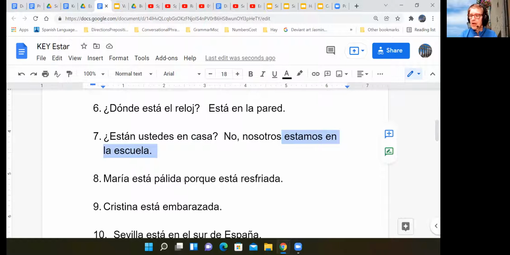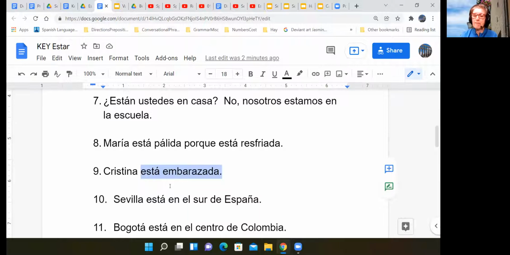Okay. María está pálida. María is pale. Her face looks like a sheet of white paper. Está pálida. And then we tell why. The word porque is why. Porque está resfriada. Resfriada. Achoo. Means you're sick with that. Not COVID. A cold. Resfriada. Está resfriada means she is cold, meaning she has a cold. Okay.